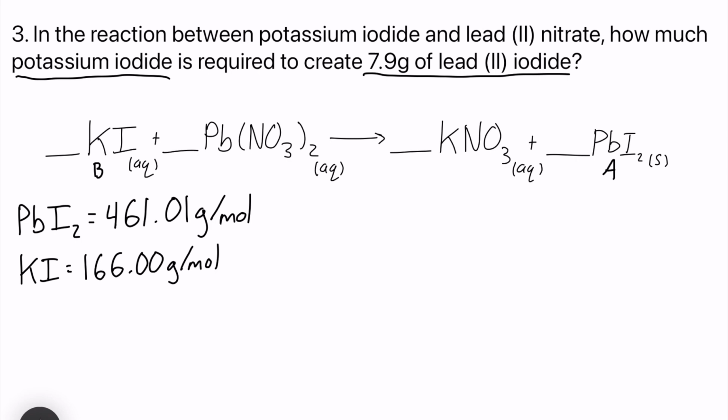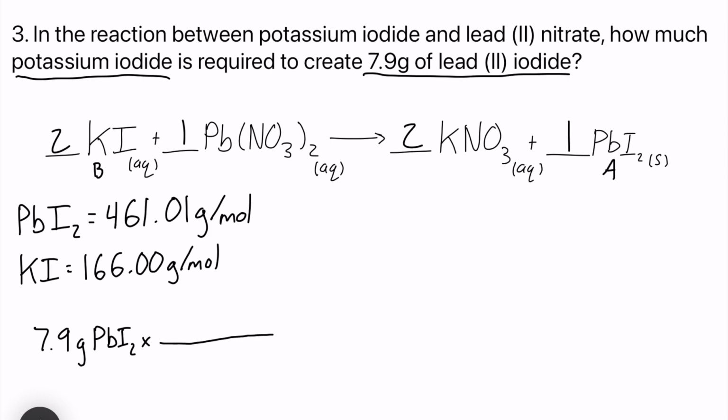So as per usual, we need to first balance this chemical equation. I'm going to start with a 2 in front of potassium nitrate, which means I need a 2 in front of potassium iodide, which means I need a 1 in front of PbI2, and finally, I will need a 1 in front of lead 2 nitrate. So we have our A and B substances. Let's start off with what we know. So we know 7.9 grams of lead 2 iodide.